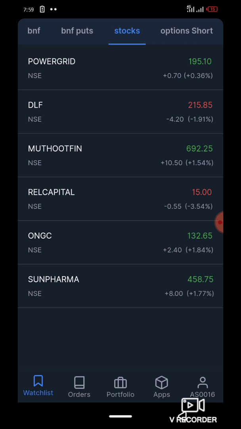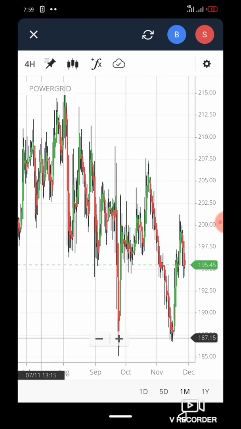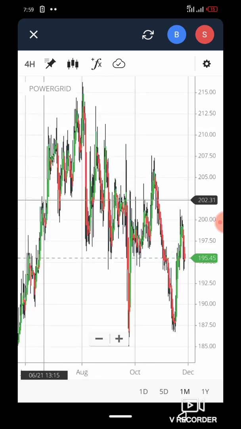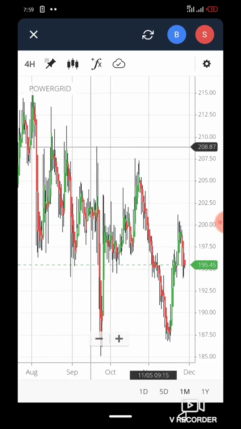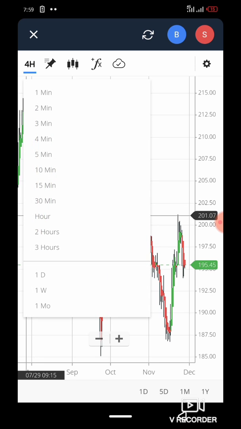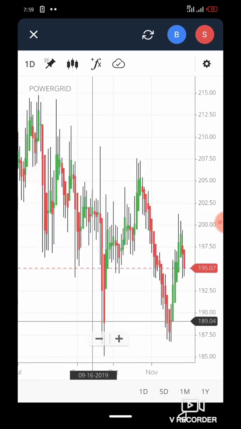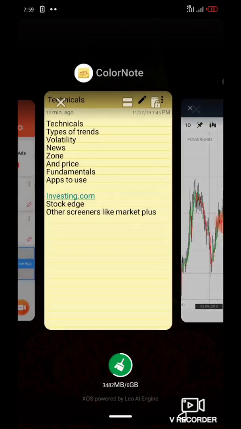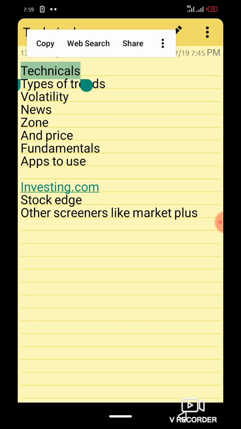You'll see another stock. You see the choppy thing here. Here you can't enter anything. Before you choose any stock, you need to make sure the trend is perfect. You see the choppiness. Technicals, we will talk about later.